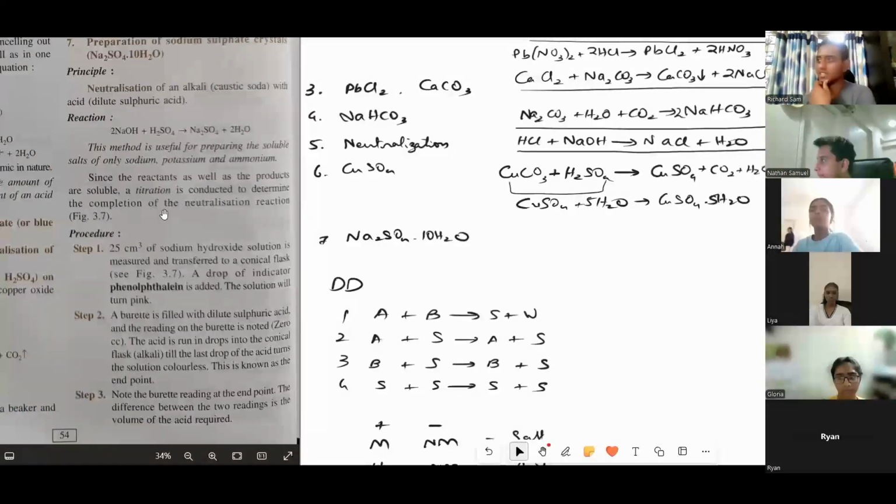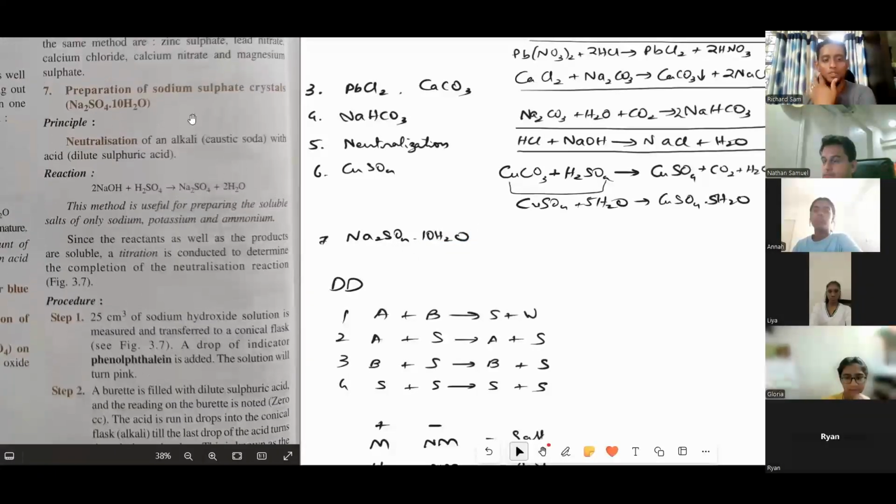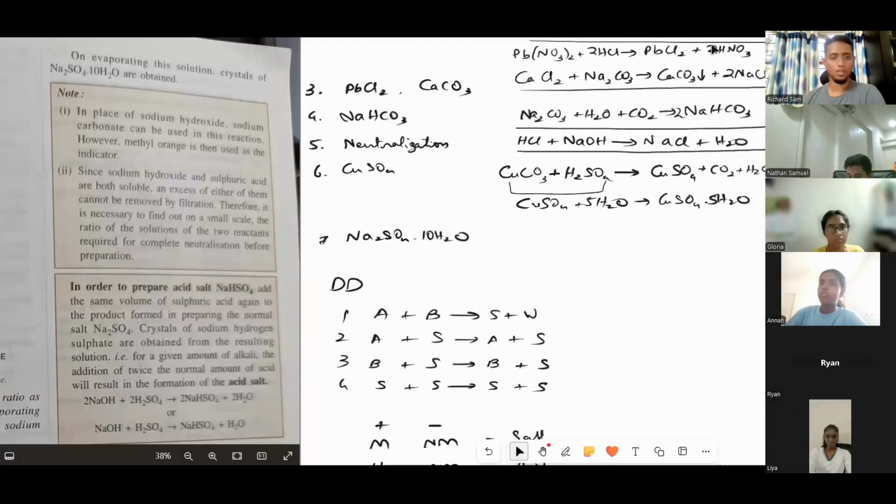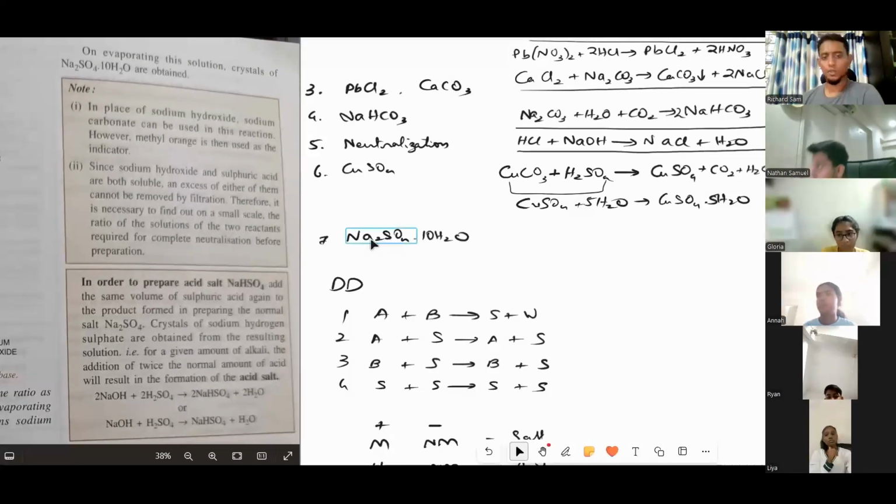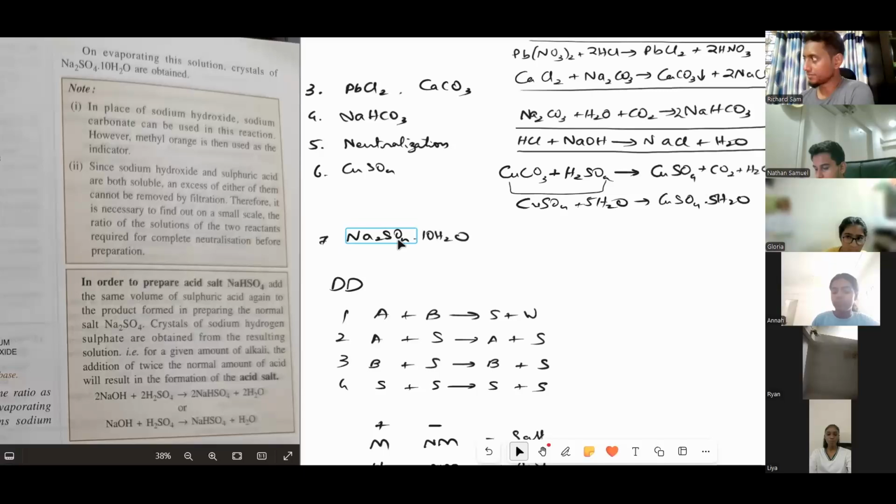Okay, the last salt in this chapter, and this chapter is over. Preparation of sodium sulfate crystals. Write down this reaction before that. We'll go to the last salt, that is sodium sulfate with 10H2O. That means hydrated, or water of crystallization is also present here. So to get this sodium sulfate, you need something that has sodium and something that has sulfate.